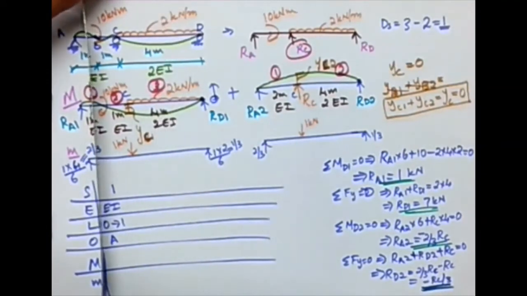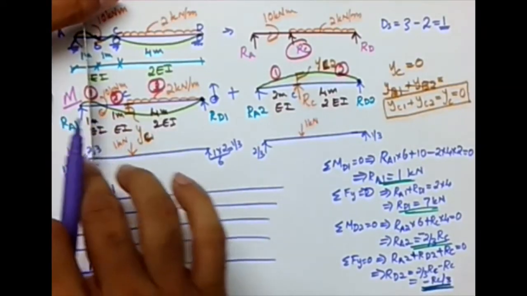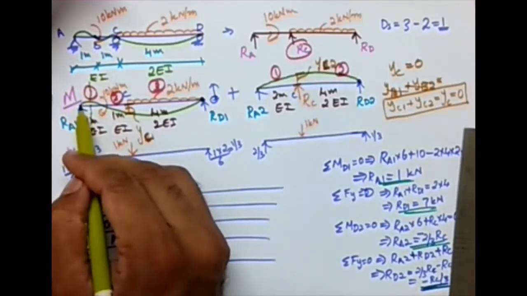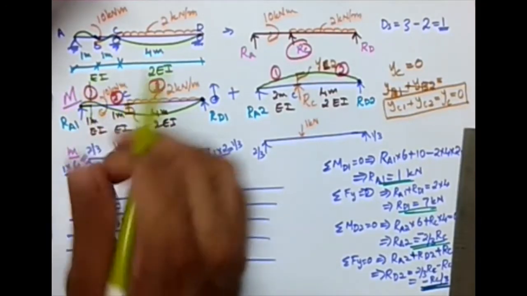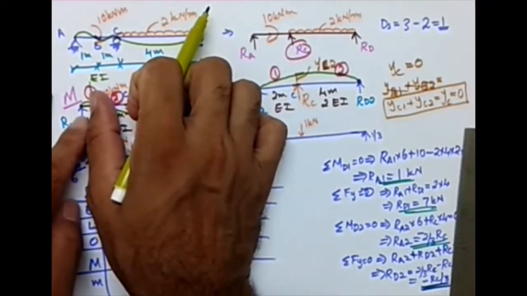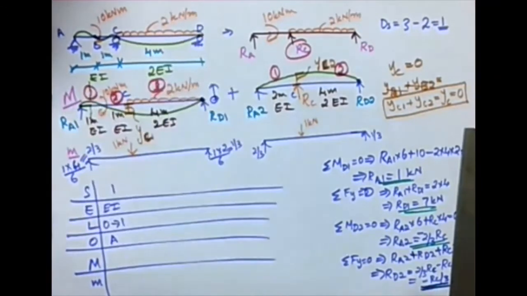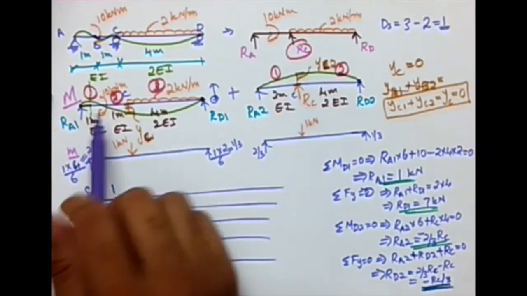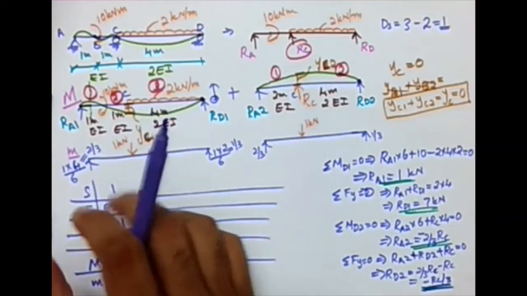I'm taking the section here. On the left I'm having this force, and what will be the X here? X will be the distance from origin, which means this is my X. So RA1 times X is the moment, expression for moment. So what is RA1? We have the value, RA1 is 1. So 1 times X, and is it sagging or hogging?